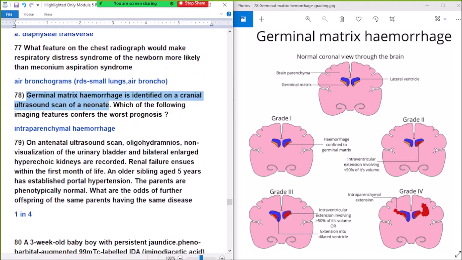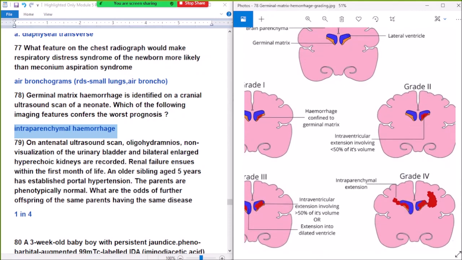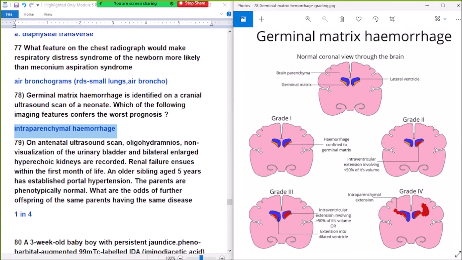Question 78. Germinal matrix hemorrhage is identified on a cranial ultrasound scan of a neonate. Which of the following imaging features confers the worst prognosis? Intraparenchymal hemorrhage. In germinal matrix hemorrhage, the worst prognosis is intraparenchymal extension of hemorrhage.